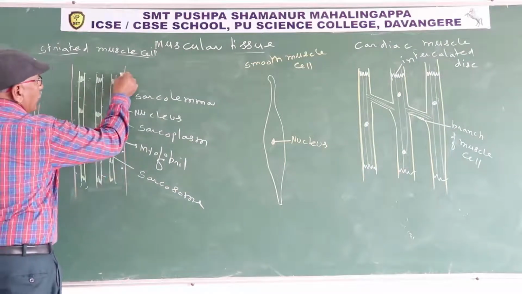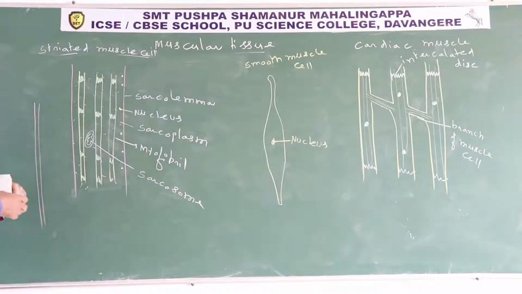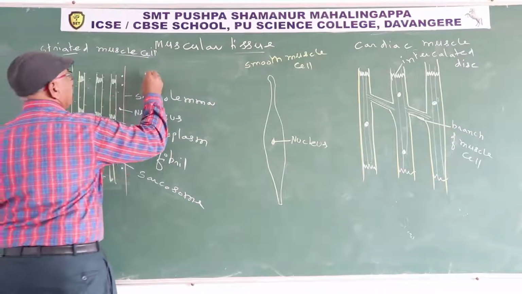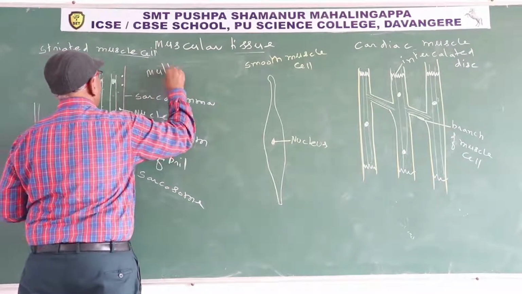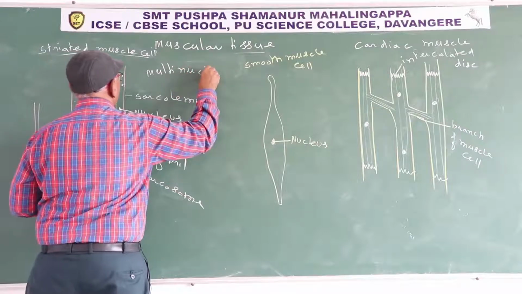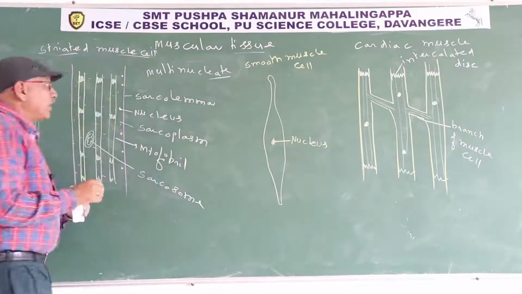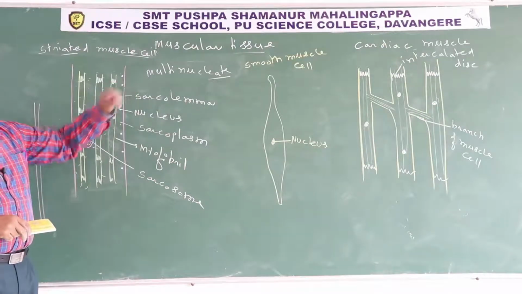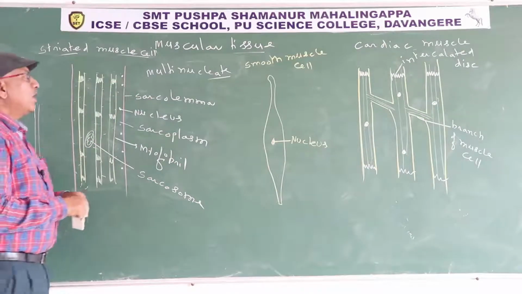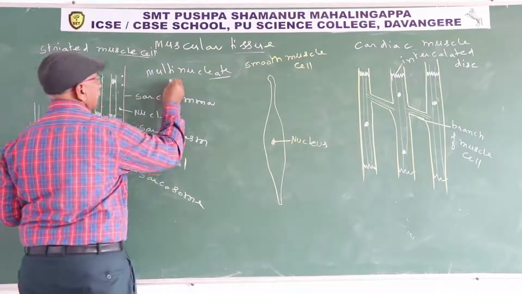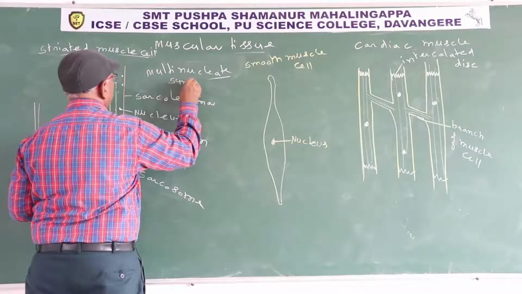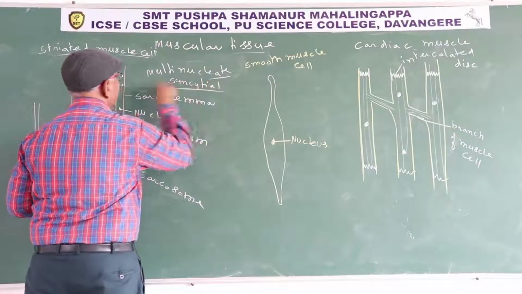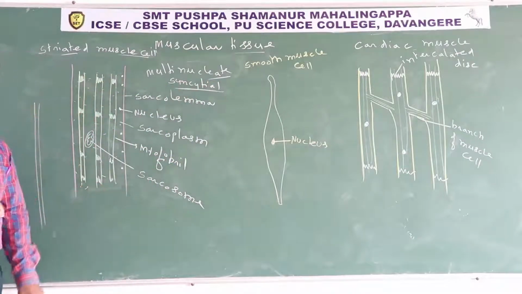Just below the sarcolemma, several nuclei are present. This means the striated muscle cell is multinucleate. Several nuclei are present. If several nuclei are present in a cell, it is known as multinucleate or syncytial state. This condition is known as the syncytial state.